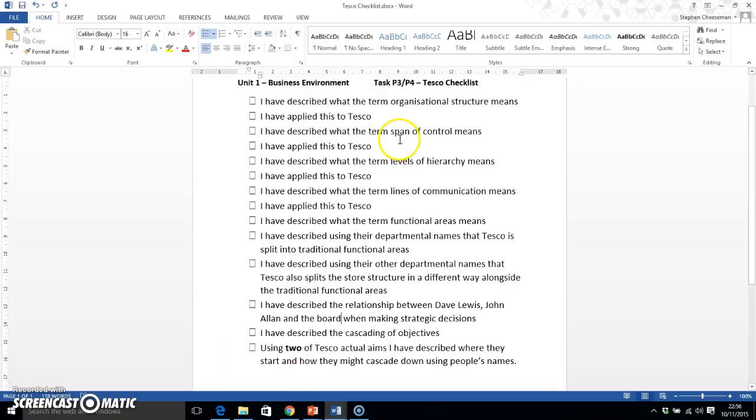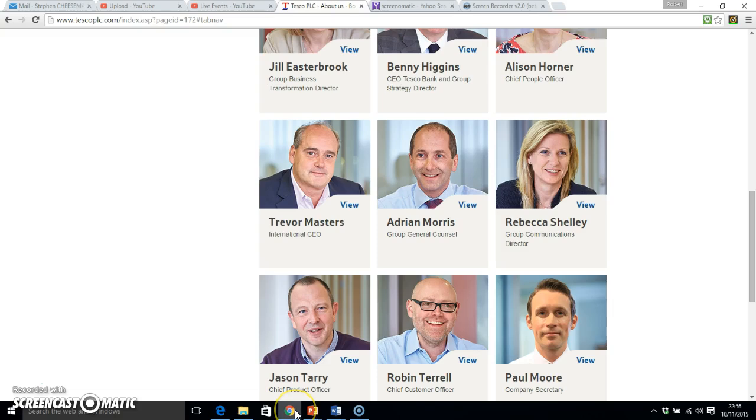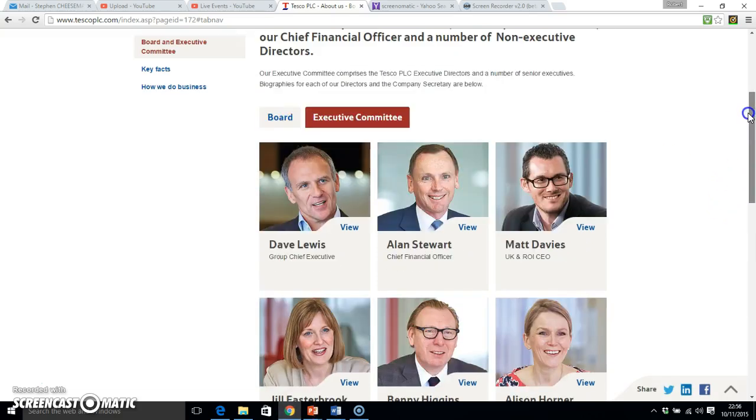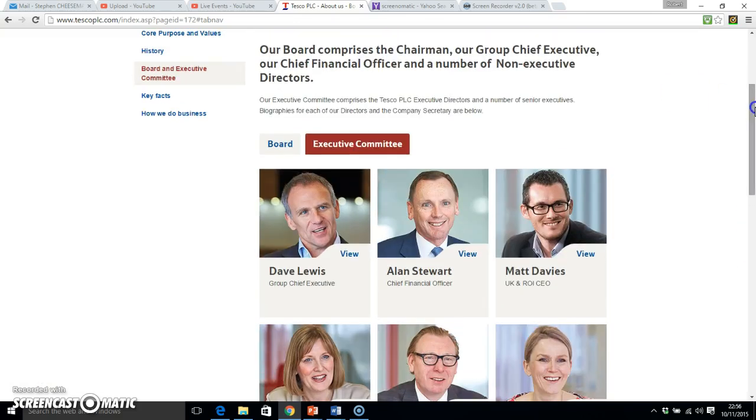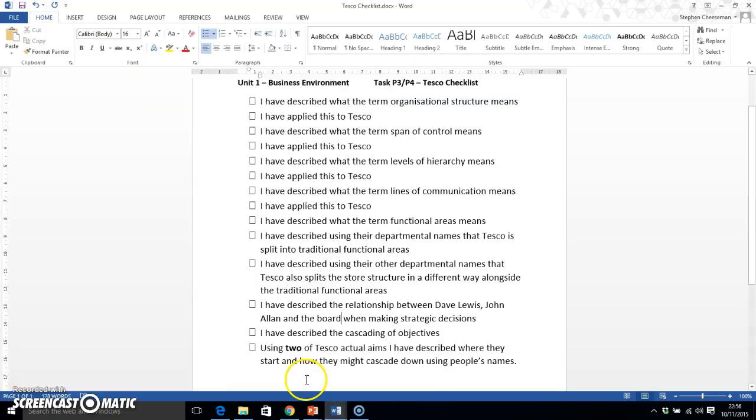Next, you need to talk about span of control. This is where you can be really accurate. We're talking about Dave Lewis, head of the company. He's part of the executive committee. Count the executive committee. How many people is he responsible for? That's his span of control. But you could also find out how many people Tesco's employ across the entire world, because Dave Lewis is responsible for every single one of them that you can add into your work.